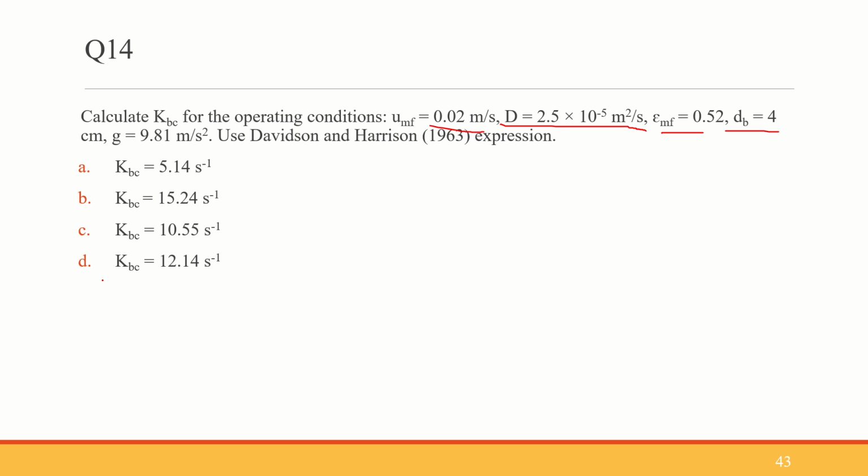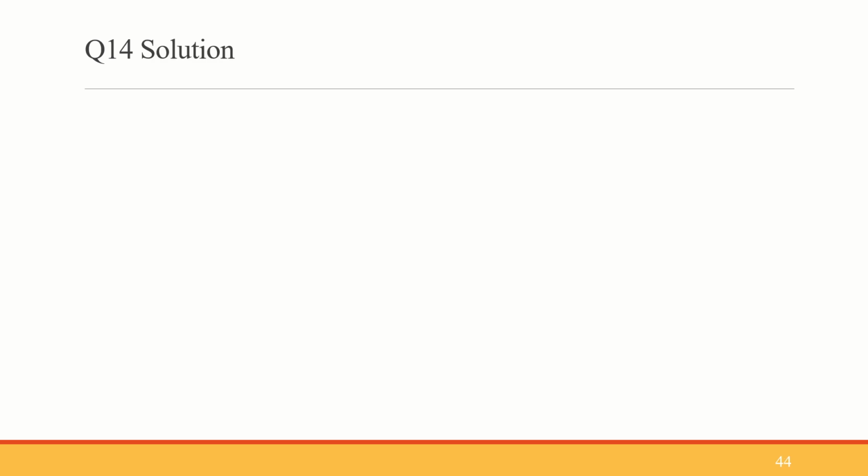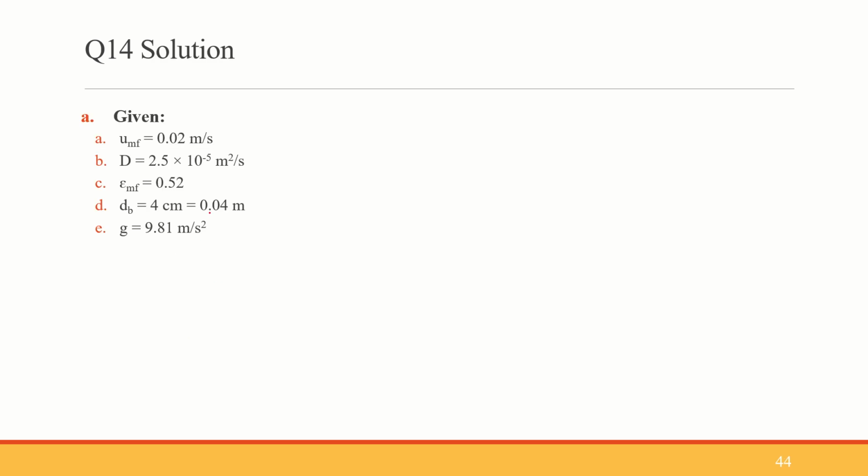So answer actually is option A is the right answer, that is 5.14 per second. Solution wise, we are given minimum fluidization velocity is 0.02 meter per second. The diffusion coefficient is 2.5 into 10 power minus 5 meter square per second. Epsilon mf is 0.52. dB, diameter of bubble, is 4 centimeter or 0.04 meter. G is 9.81 meter per second square.